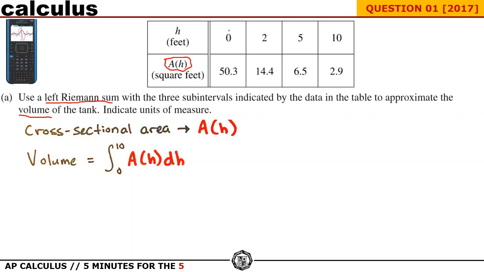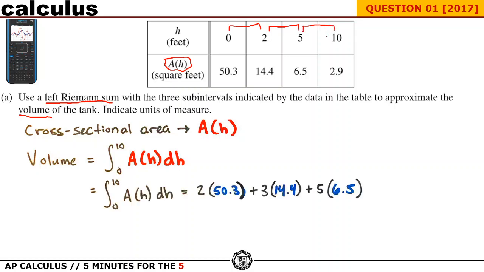In looking at the table, you want to be aware that the intervals are not equal. We're going to go from 0 to 2, 2 to 5, and then 5 to 10. So in setting up your answer here, on the first interval, the length of the interval is 2 units times 50.3, because that's the left y value, and then 3 units times 14.4, that's the left y value for the second interval, and then 5 times 6.5, because 6.5 is the left y value for the third interval. When you do that, you get 176.3 cubic feet.